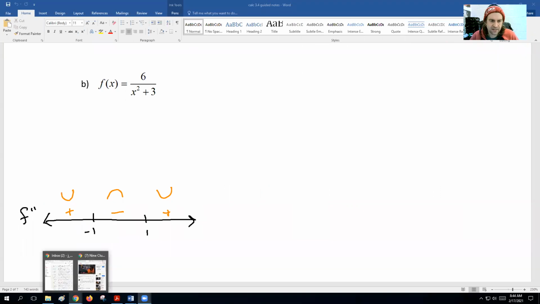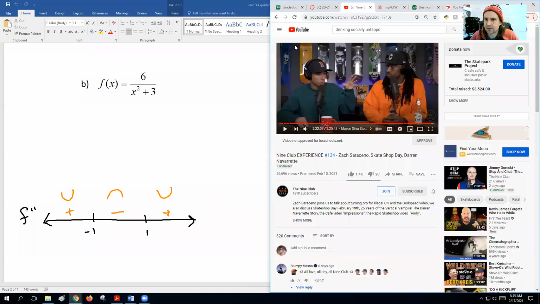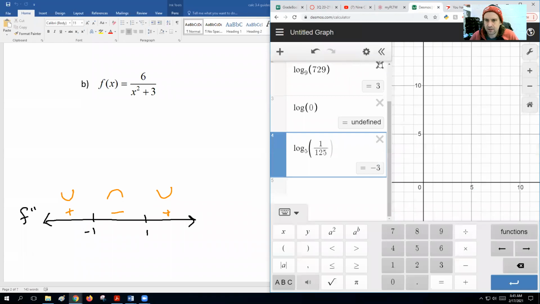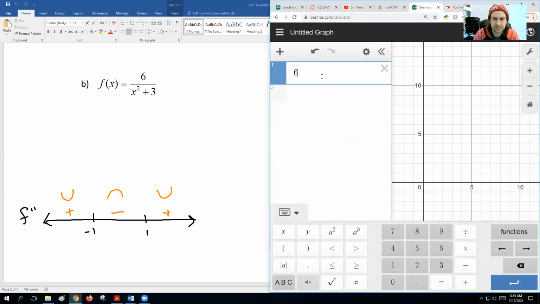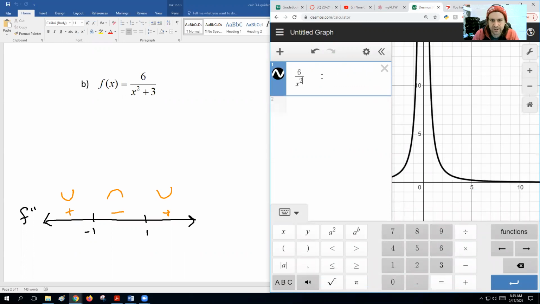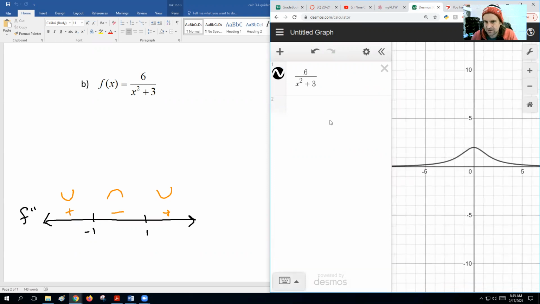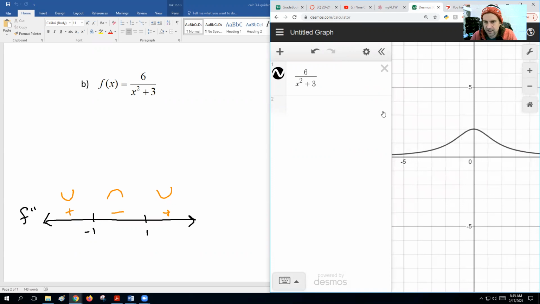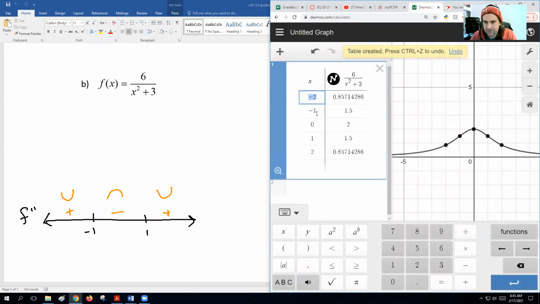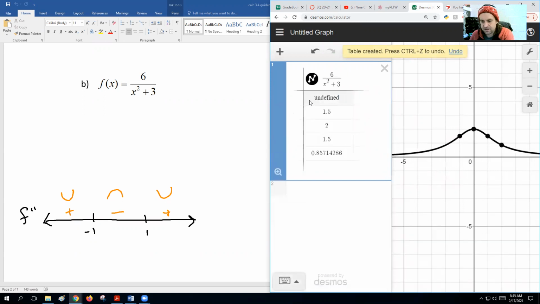Let's verify this on Desmos. Let's clear all this old graph stuff out. We got 6 divided by x squared plus 3. Okay, so you know what I'm even going to do on here, plot the points of 1 and 2. Let's look at this one here. So, I don't care. Can I just delete that?